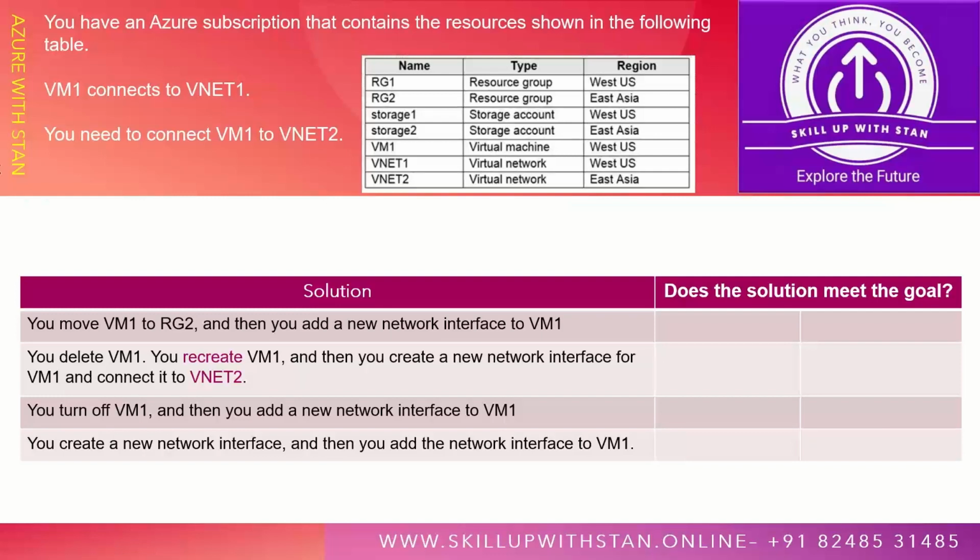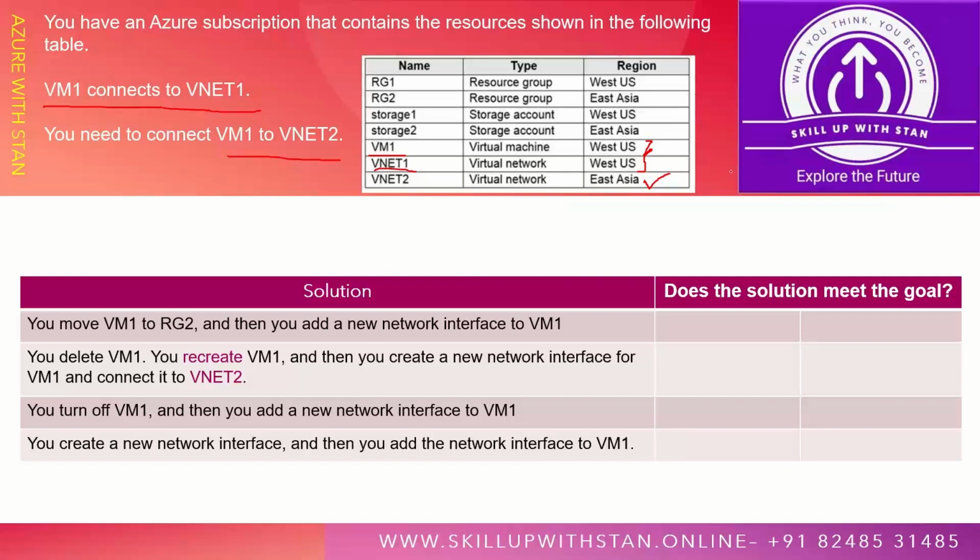So you have an Azure subscription that contains the resources shown in the following table. VM1 connects to virtual network 1. You need to connect VM1 to VNet 2. So they are asking us to connect the VM to East Asia. Currently, it is in West US. Interesting. They're asking us to connect it to a different network, right?